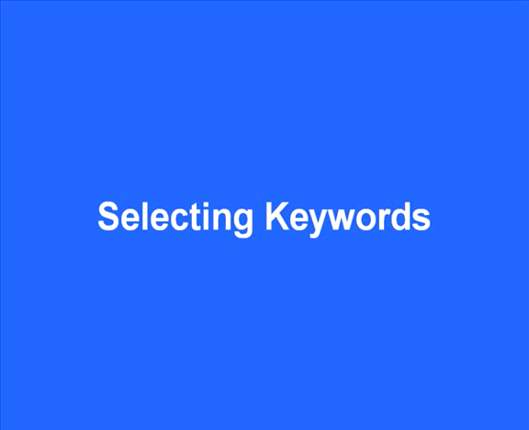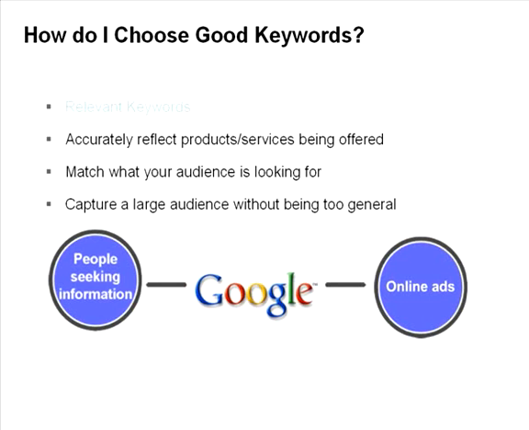I'm going to talk about the fundamentals of choosing keywords and also writing effective ad text. Okay? So how do you choose good keywords? That's a good question. A lot of people ask that. One thing to think about, and actually the key thing to take away from this, is relevance. Choosing relevant keywords that accurately reflect the products and services that you offer and match what your audience is looking for is really what you want to do when you think about keywords.